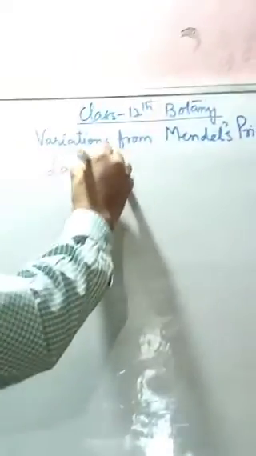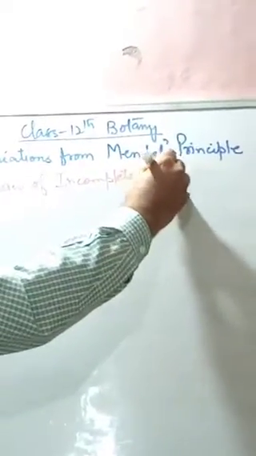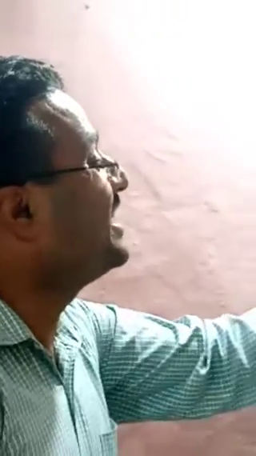Now the first one is the law of incomplete dominance. This is the first variation. Here we see that the dominant gene does not express itself completely, it expresses itself incompletely.